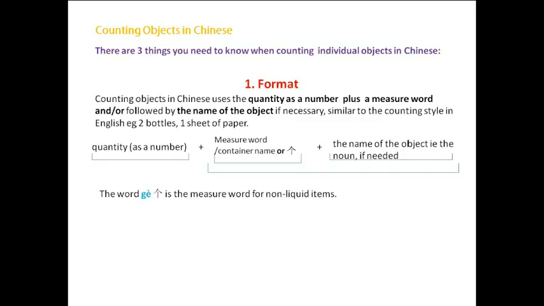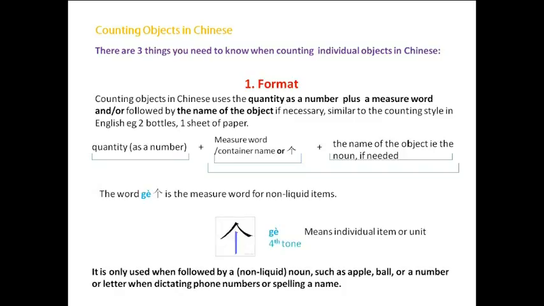The word ge is a measure word for non-liquid items. These items don't have to be physical items. Ge, the fourth tone, means an individual item or unit. It is only used when followed by a non-liquid noun, such as apple, ball, or a number or letter when dictating phone numbers or spelling a name. Ge, the fourth tone.